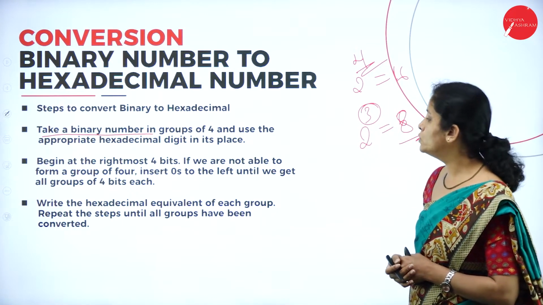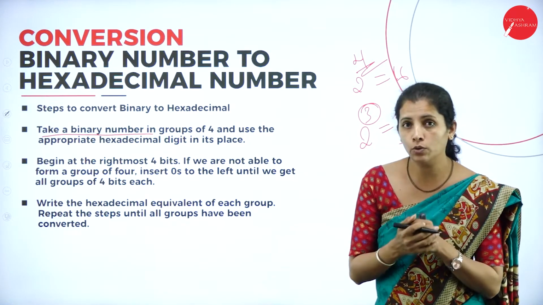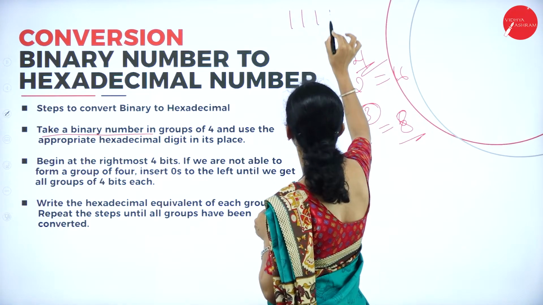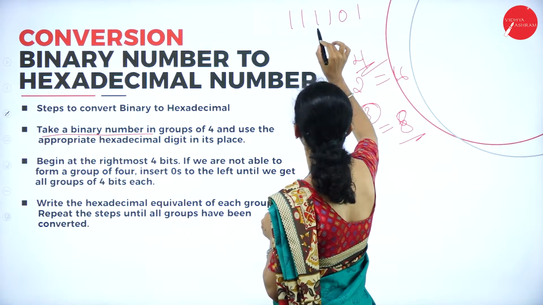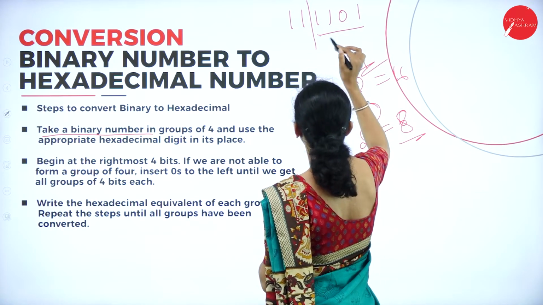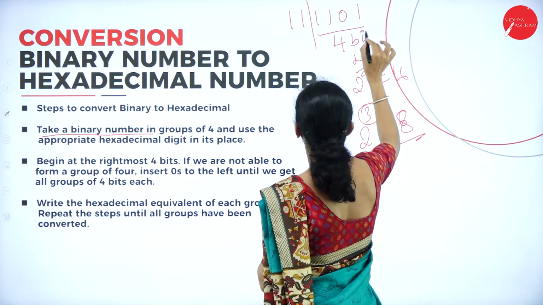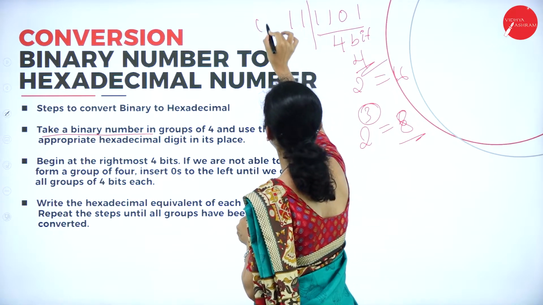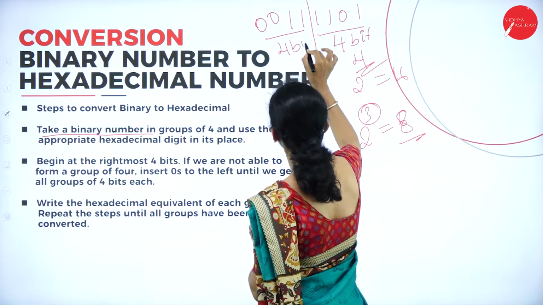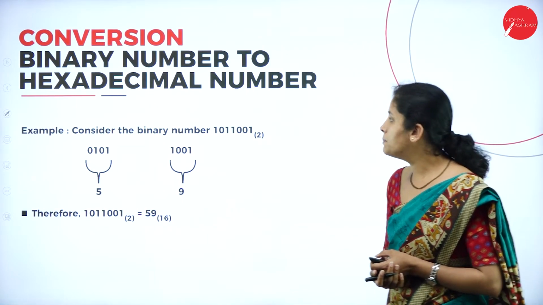And what I'm going to do, I'm going to group the 4 bits together. For example, think that I have 11101. So what I will do, I'm going to make a group that includes only 4 bits. And here to make it 4 bits, I'm going to add the 0. So here once again it is 4 bits.